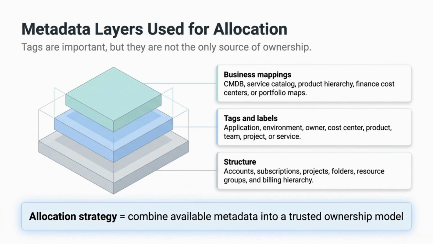The second layer is tags and labels. These can identify application, owner, environment, cost center, product, team, project, or service. The third layer is business mapping. This might come from a CMDB, service catalog, finance cost center table, product hierarchy, or portfolio mapping. A practical allocation strategy combines the available metadata into a model people trust. That model should be documented, governed, and improved over time.